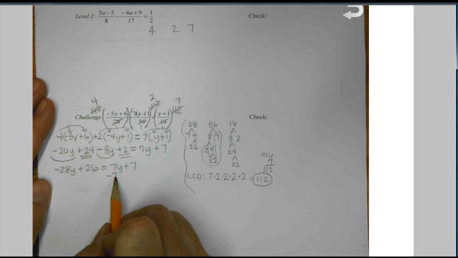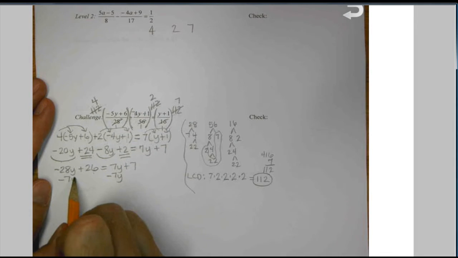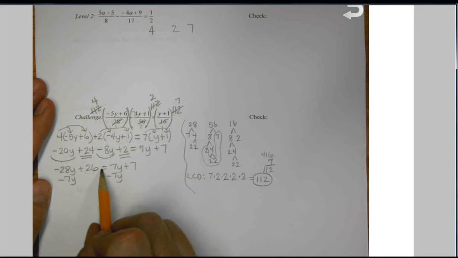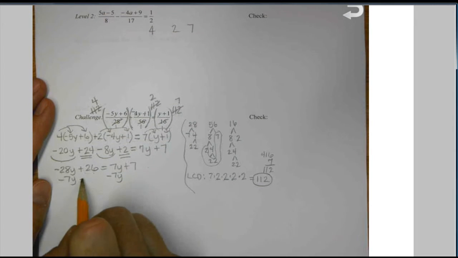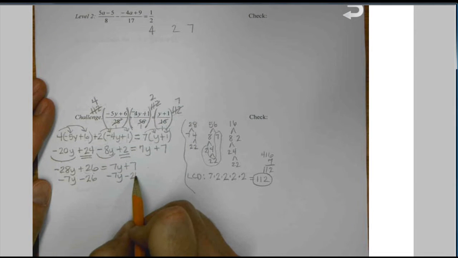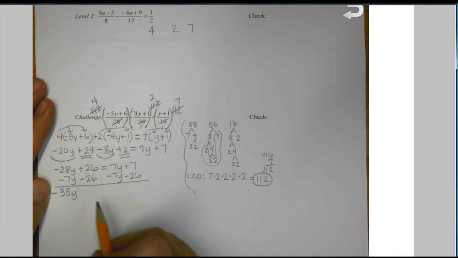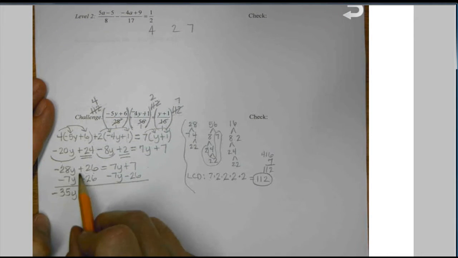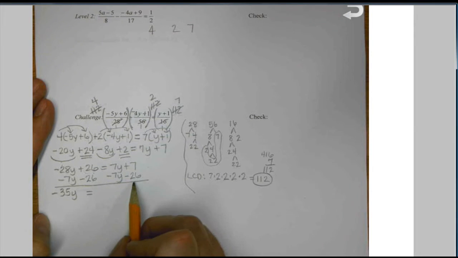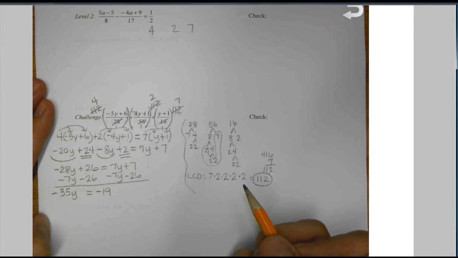So I'll subtract 7y to move it to the left, and then at the same time I want to move this 26 over to the right, so I'll subtract 26 from both sides. And 28 and 7 are both negative, so I add them, so I get negative 35y. This comes to 0. They have opposite signs. And the 7y's, positive and negative, come to 0. And I have negative 26 plus a positive 7, so negative 19.